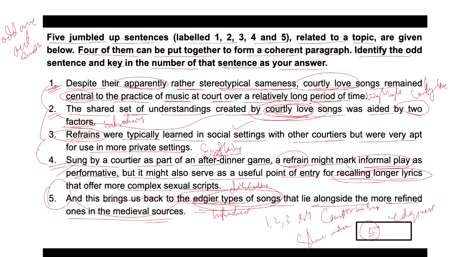So hence we can say the odd sentence is 5. It introduces a different topic, edgier types of song, that doesn't fit with the central theme of courtly love songs and their roles. Hence we can say sentence 5 would be the odd one out here.